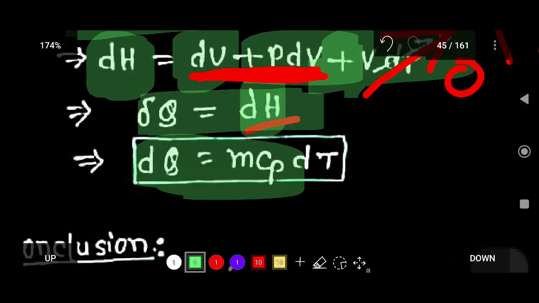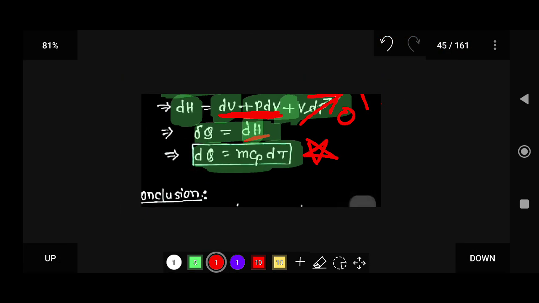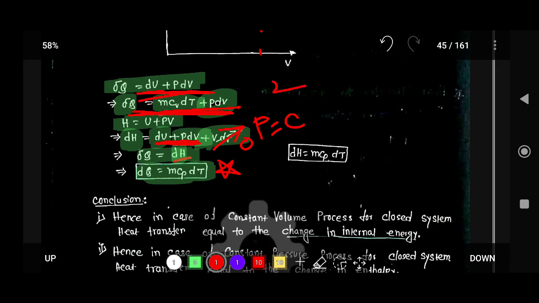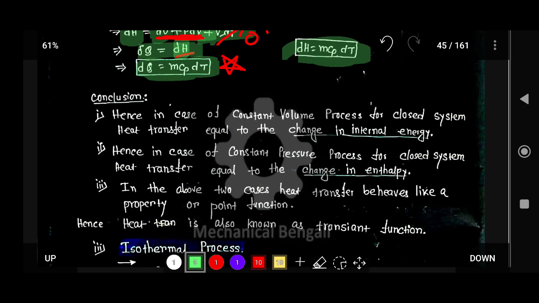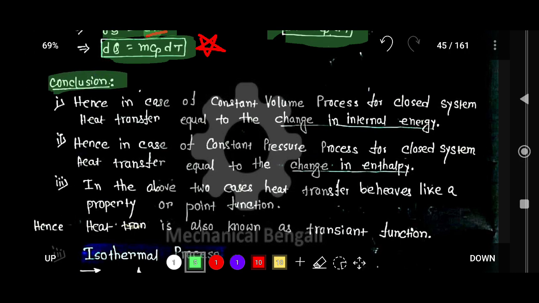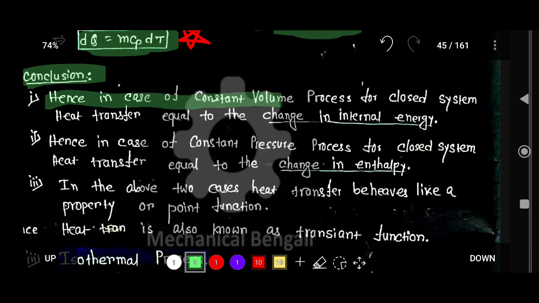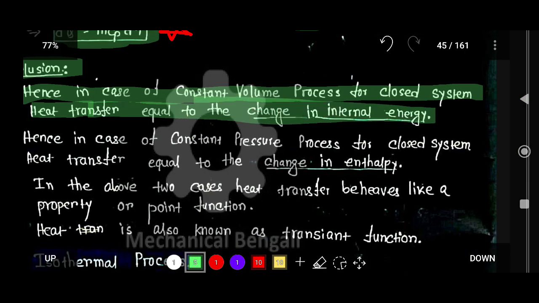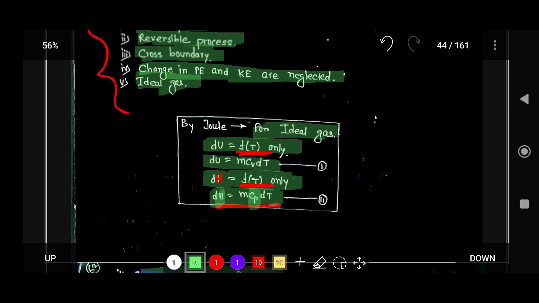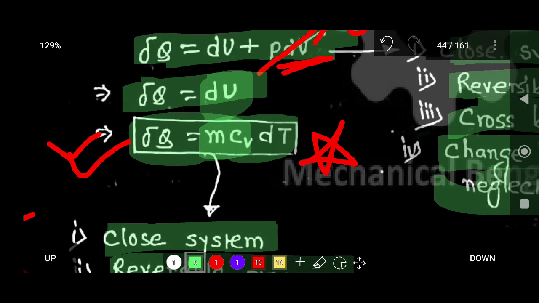From here you can say that del q is equal to m cp dt. Very, very important. So del q is equal to m cp dt, and dh is equal to m cp dt. Now from here you can conclude that in case of a constant volume process for a closed system, heat transfer is equal to the change in internal energy, so del q is equal to m cv dt.